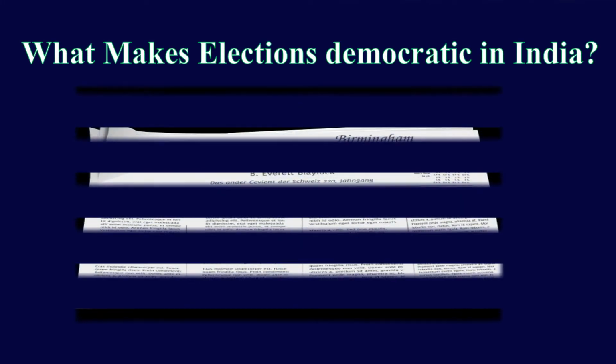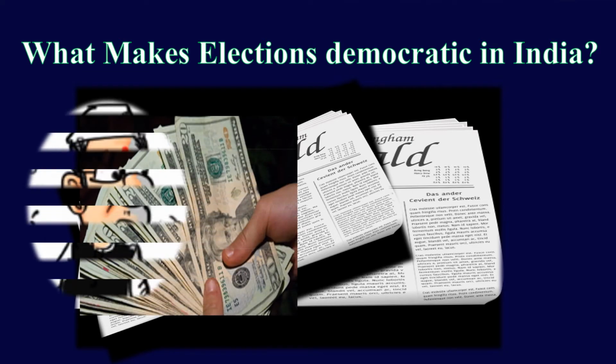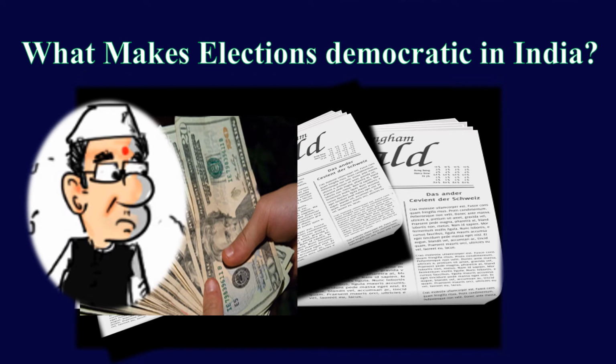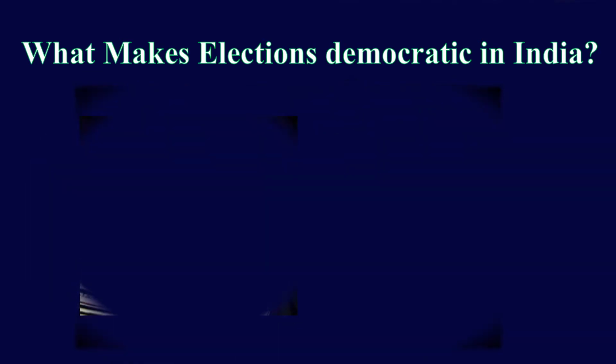Whenever we read the newspaper or watch the television, we find that some unfair practices are quite common during elections in India, like excessive use of money by rich candidates and big political parties to buy voters, and misuse of government facilities and officials by the ruling party, booth capturing and rigging on the day of polling. All these unfair practices are carried out to win elections in India. So how can we say that elections in India are democratic, or what makes elections democratic in India?